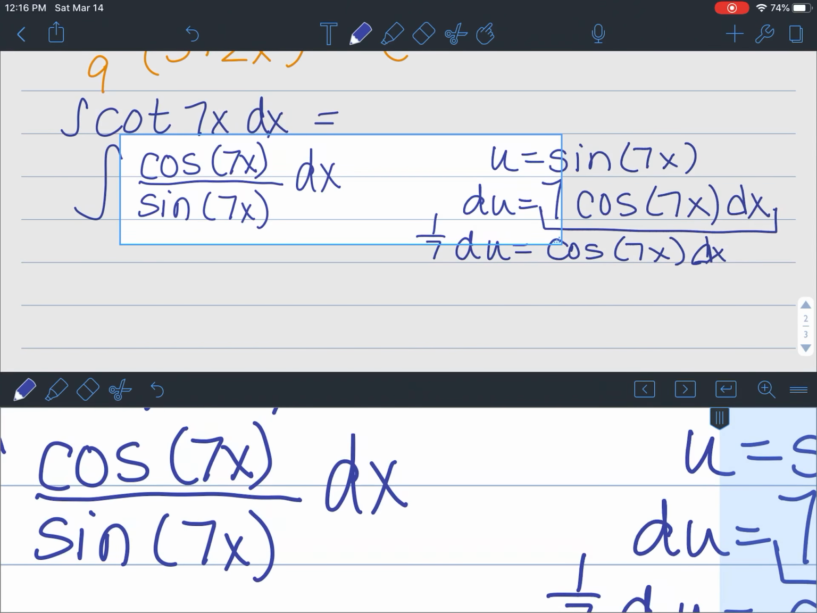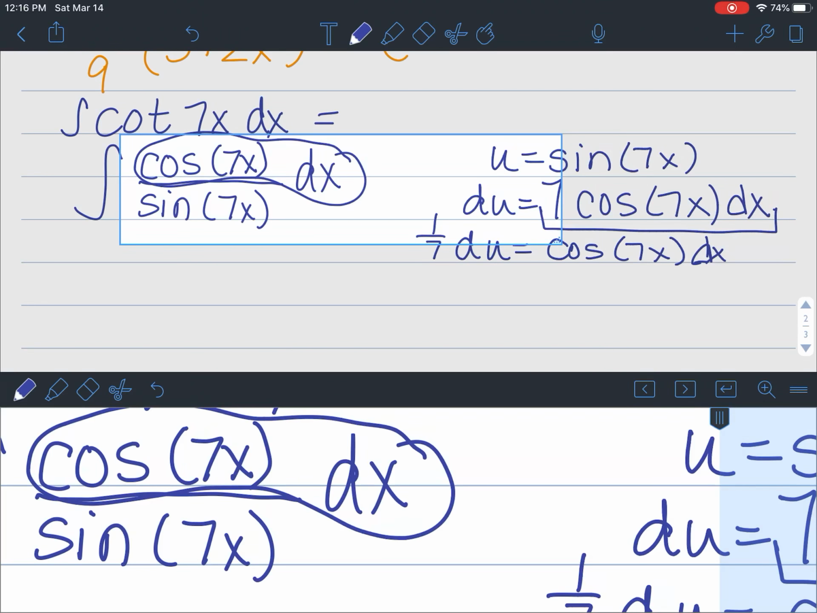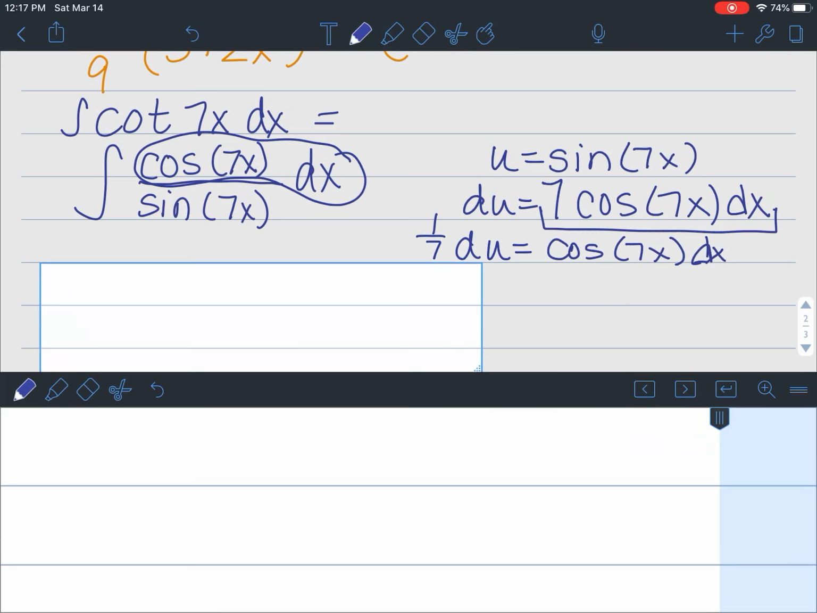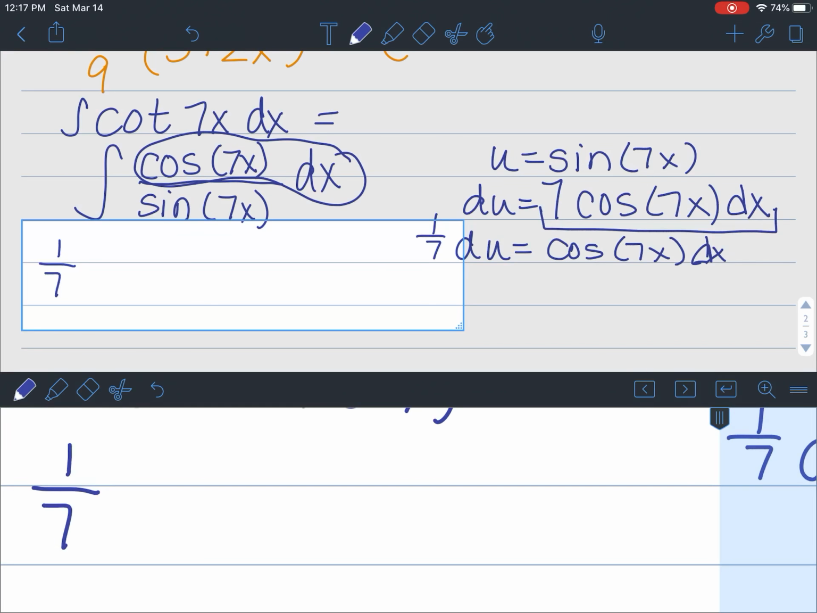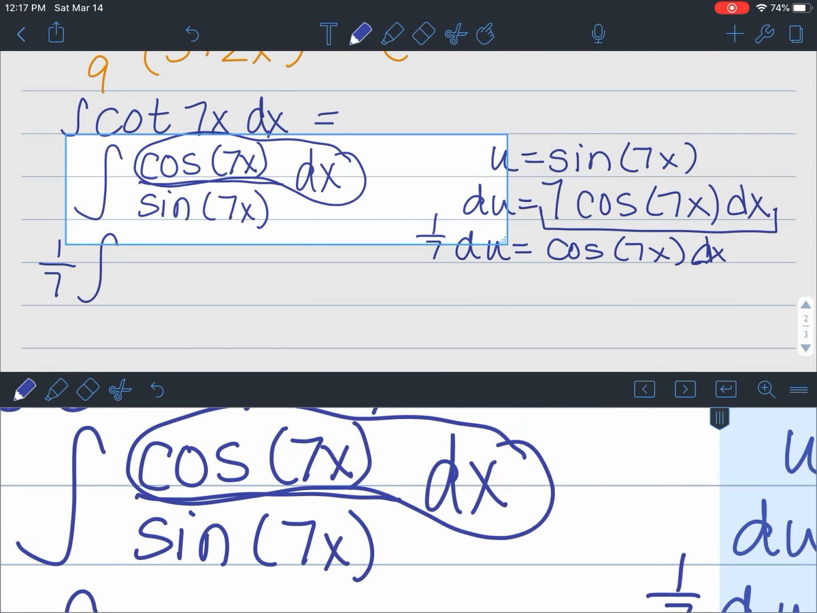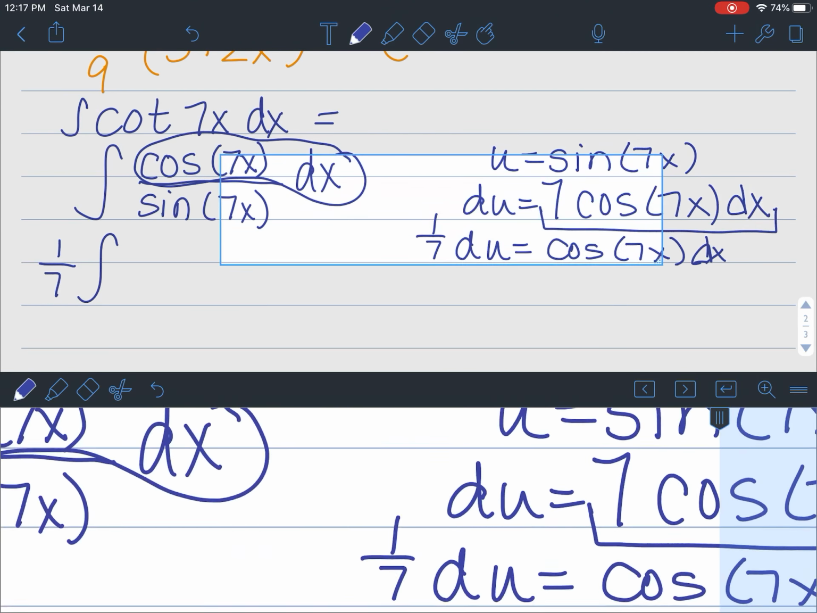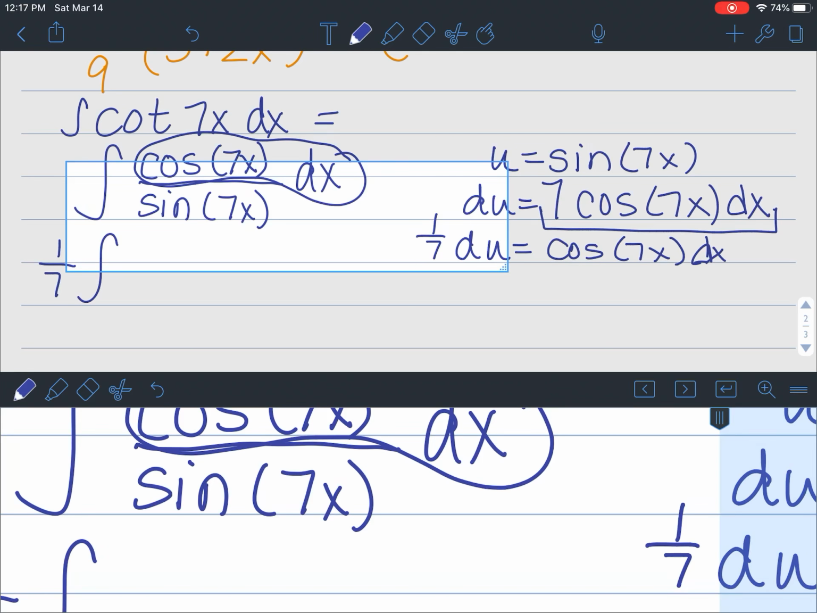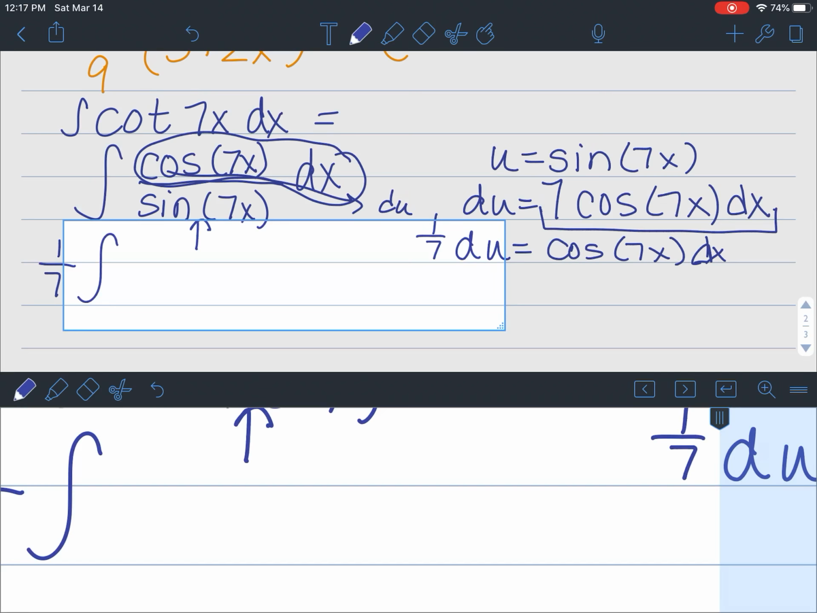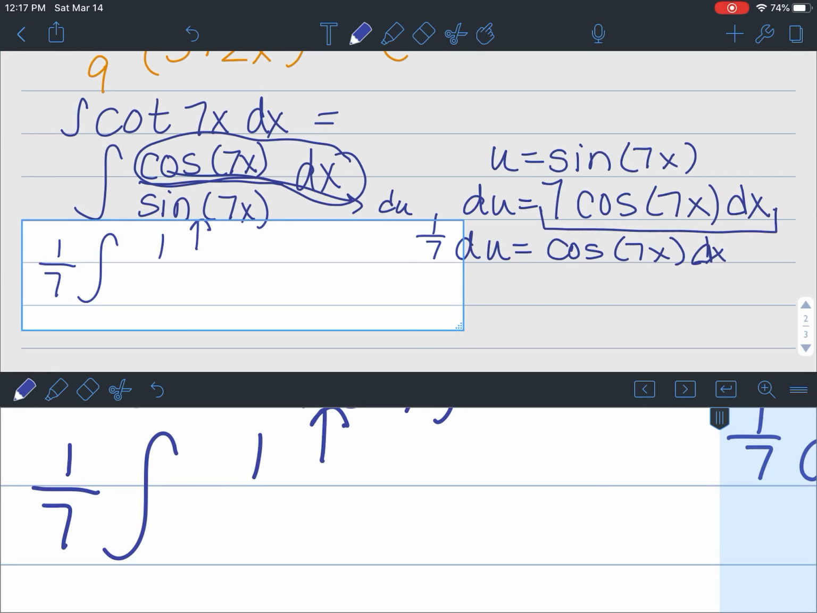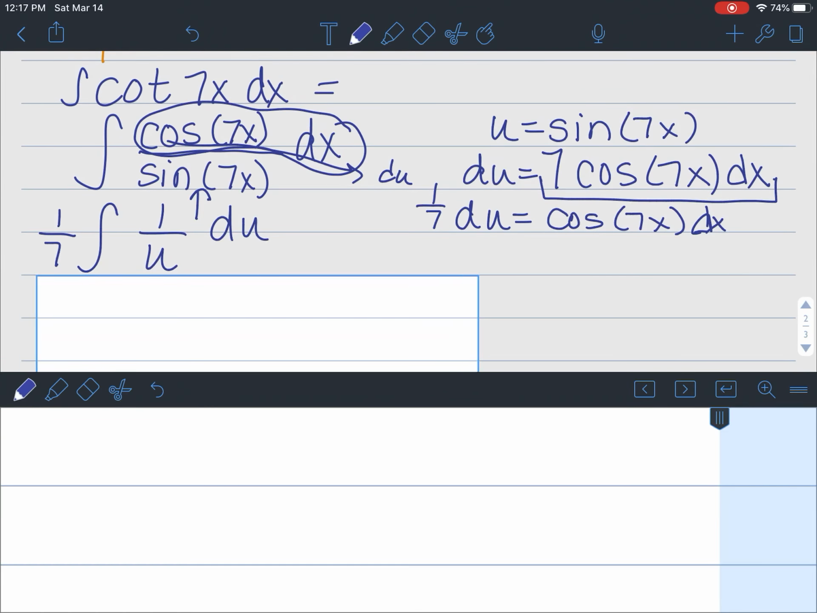So now I can take all of this out and I can replace that with 1/7 du. Okay, now u is sine of 7x, correct? And where is sine? Sine is on the bottom. This turned into du, and sine is on the bottom. So this is really 1/7 times the integral of 1 over u du. So you've got to be careful that you don't just put the u on the top, because it's really on the bottom. So you have to pay attention.